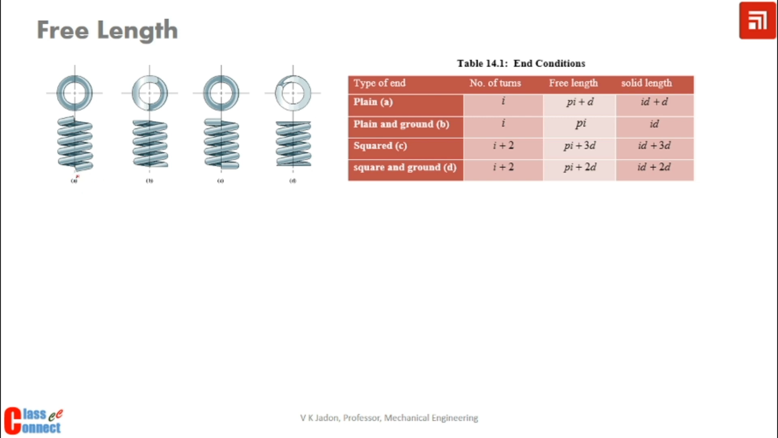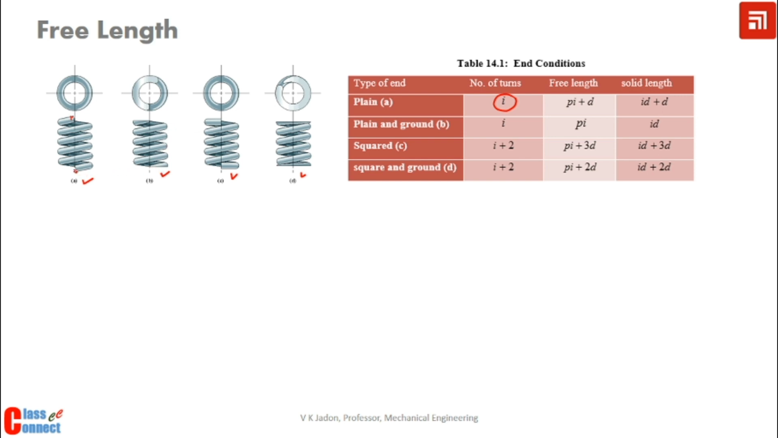For that we have four different types of end: plain end, plain and ground, square, and square and ground. The plain end is what we get when we cut the spring from the machine. The point of contact is a point on the contacting surfaces unless they are deflected, and every coil takes part in the deflection. So the total number of turns is equal to the active number of turns that we get from the expression we derived in the last slide.